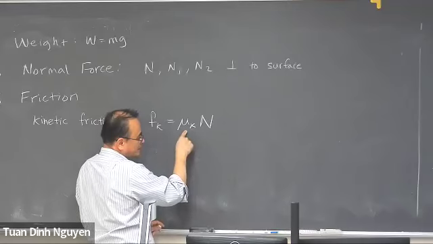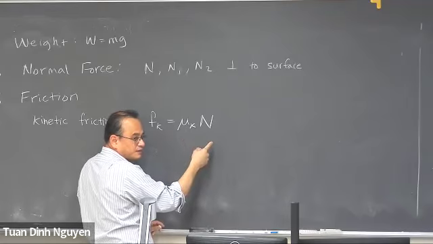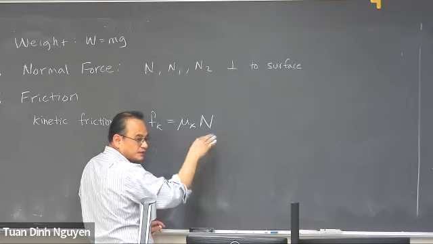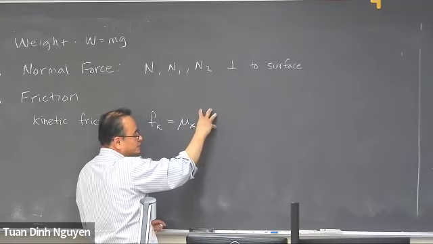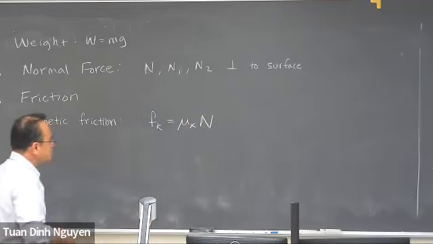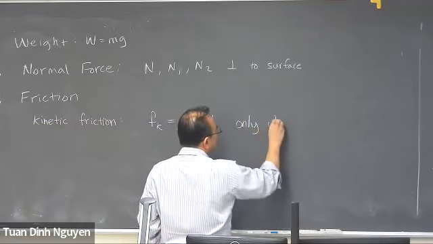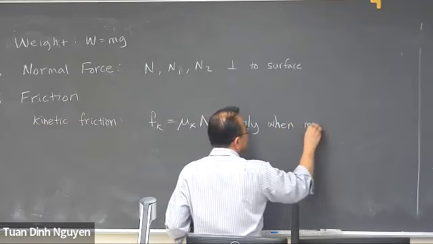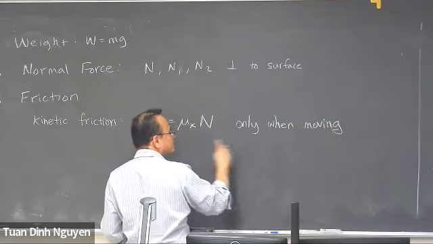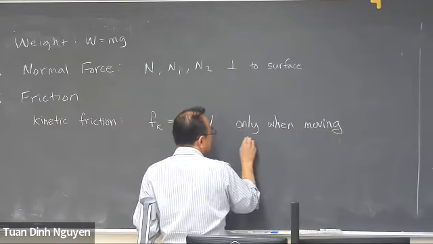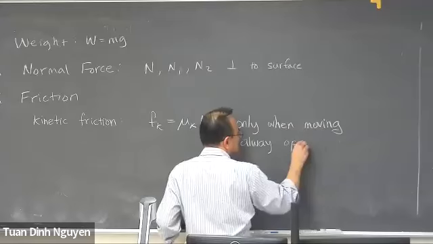It's just mu k. For some reason, you call Fk mu k, and then that's it. So you have to see that mu k is just from 0 to 1. If you just put 0.5, obviously there's something wrong, right? It can't be just so small. You have to include this N. That's kinetic friction only when it's moving. It has only one value, only when moving, and always opposite the motion.